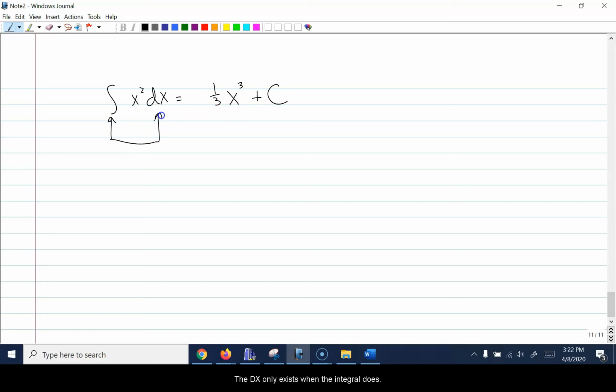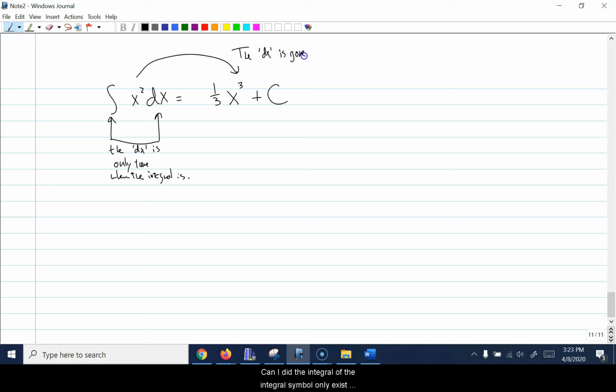Point number 2 out of 3 points is what's up with this dx. The dx only exists when the integral does. When I do the integral, the dx is gone. Because the integral symbol only exists when the dx is there, so the dx is gone.